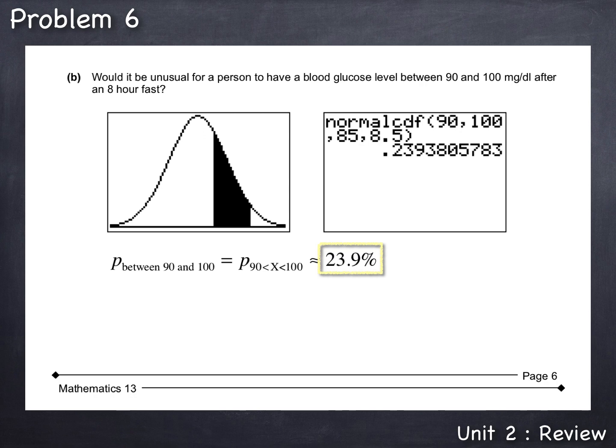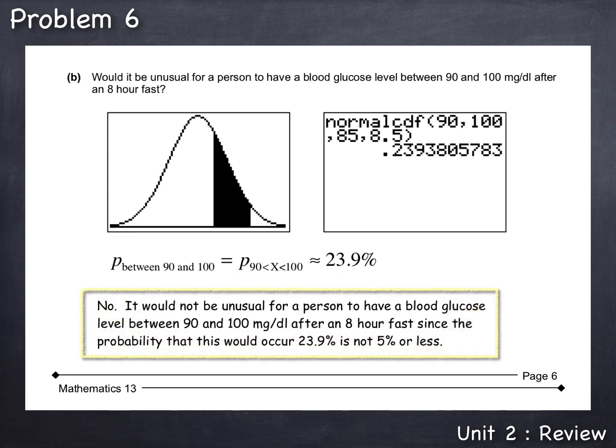Now, 23.9% is bigger than 5%, not less than. So we can answer the question. Would it be unusual for a person to have a blood glucose level between 90 and 100 milligrams per deciliter after an 8-hour fast? The answer is no. It would not be unusual for a person to have a blood glucose level between 90 and 100 milligrams per deciliter after an 8-hour fast, since the probability that this would occur, 23.9%, is not 5% or less.